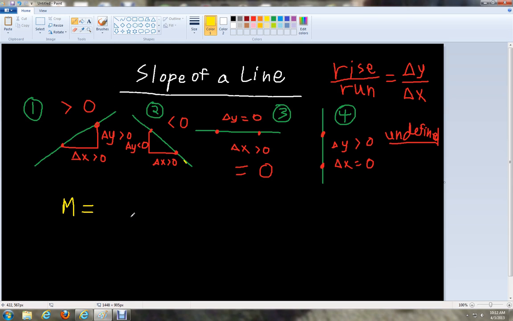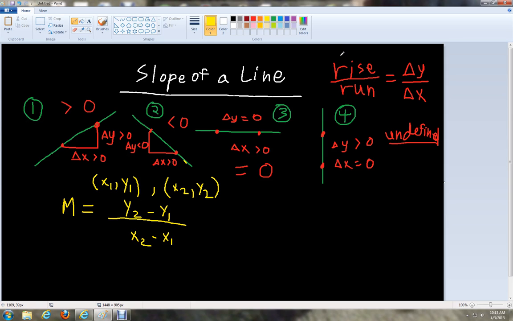So the way we have to define the slope is if we have any 2 points on the line, x1, y1, the coordinates for the first point, and x2, y2, the coordinates for the second point, then we can define the slope as y2 minus y1 divided by x2 minus x1.